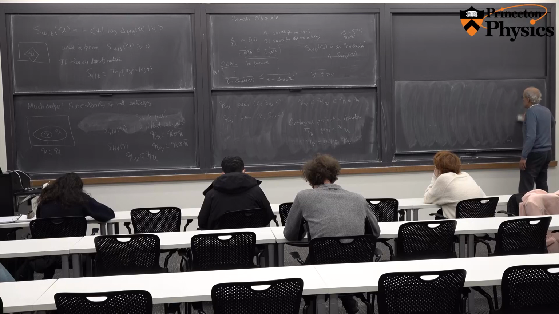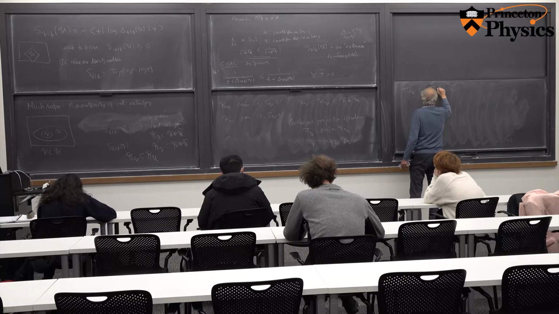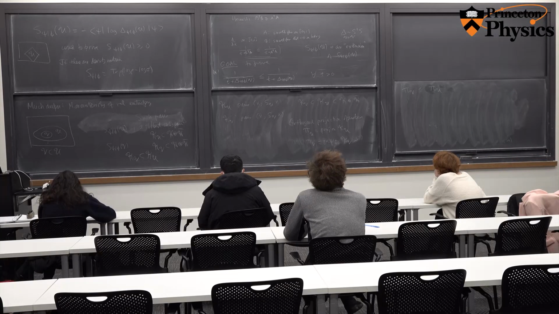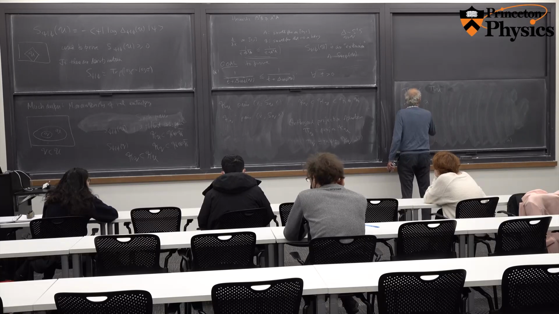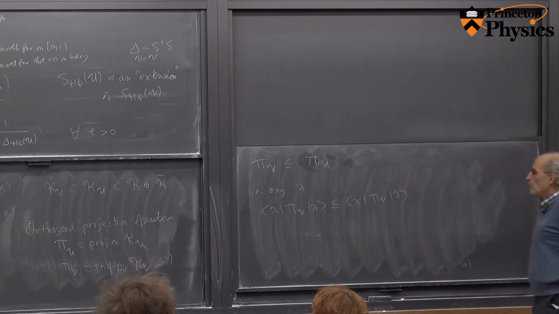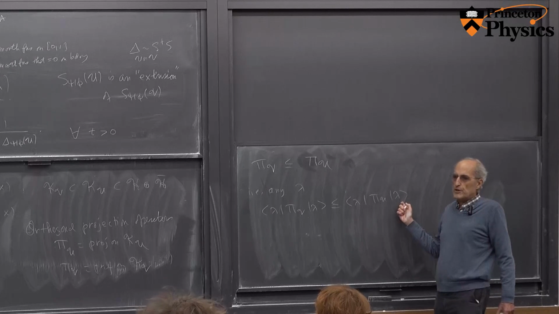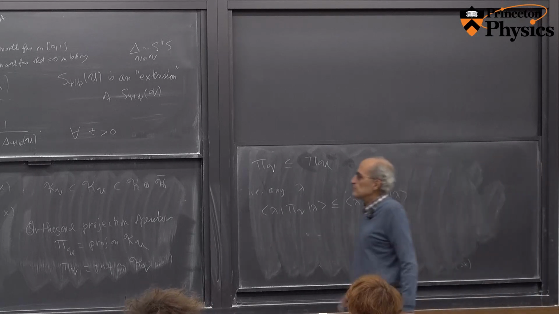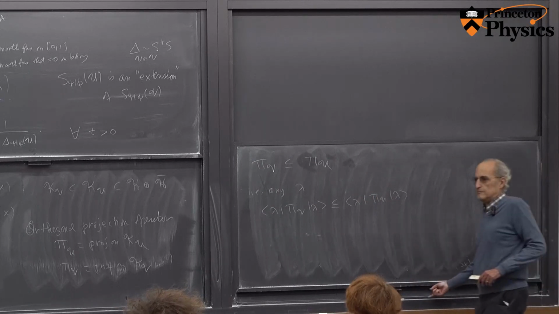And that leads to a trivial inequality: pi v is less than or equal to pi u. Which means that for any state lambda, lambda pi v lambda is less than or equal to lambda pi u lambda. One of them gives the probability that a state in lambda would be measured to be in V. The other gives the probability that a state in lambda would be measured to be in the bigger subspace U. So this is a trivial inequality. We're going to see that the inequality we want is a consequence of this trivial one for the right choice of the state lambda.